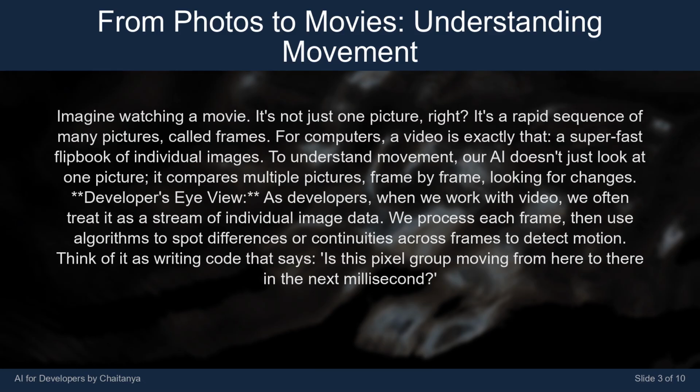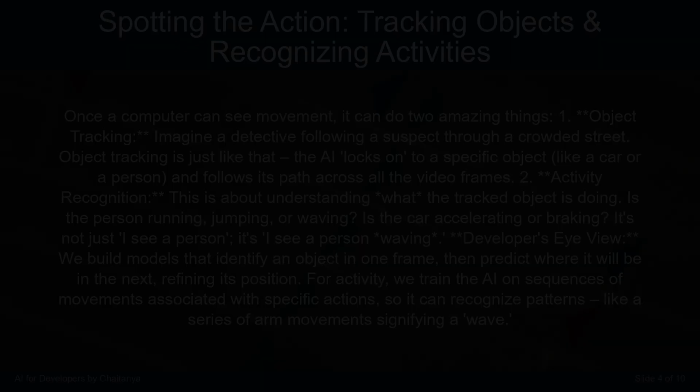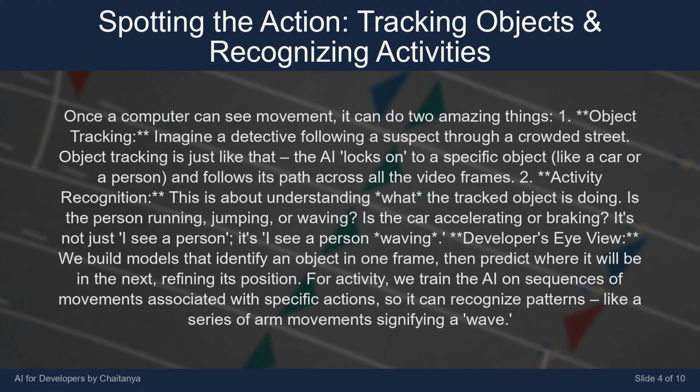Developers' eye view: as developers, when we work with video, we often treat it as a stream of individual image data. We process each frame, then use algorithms to spot differences or continuities across frames to detect motion. Think of it as writing code that says, is this pixel group moving from here to there in the next millisecond?